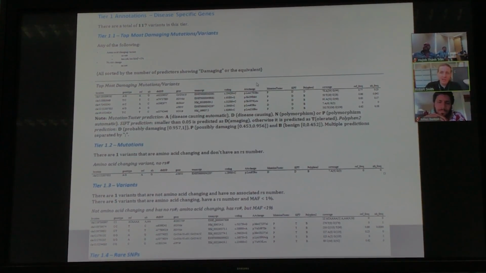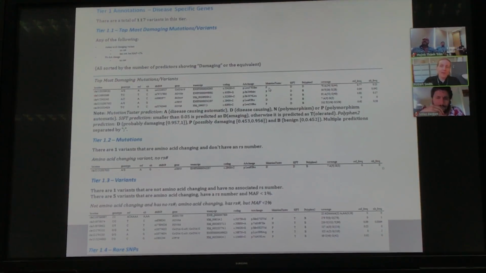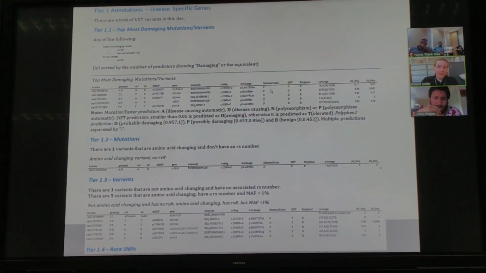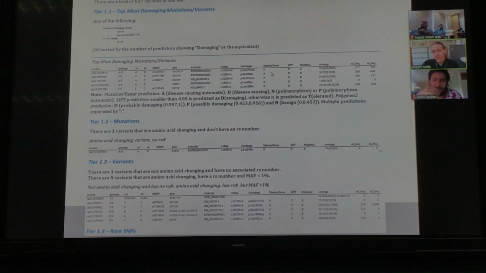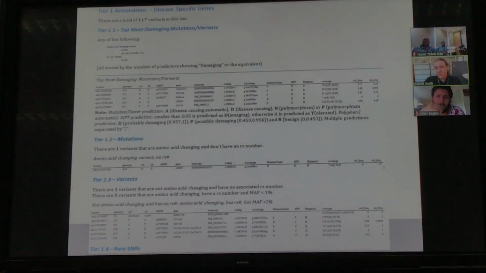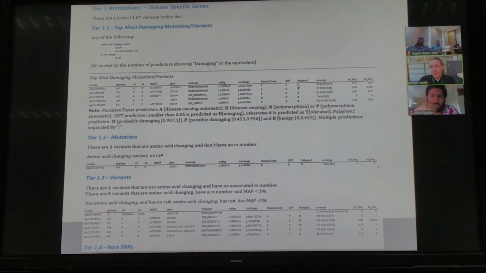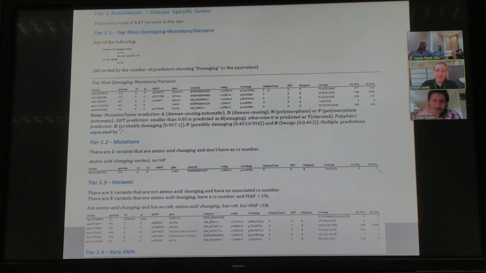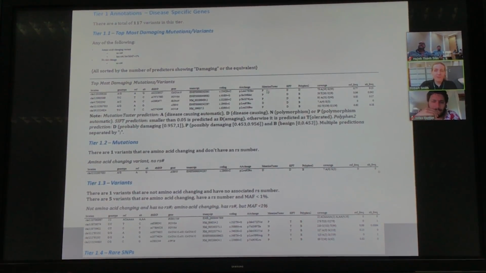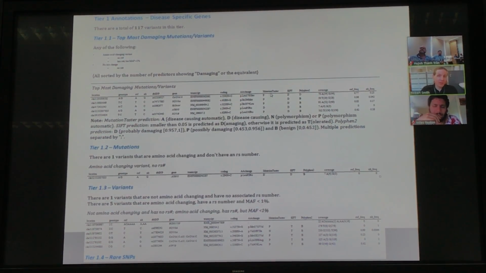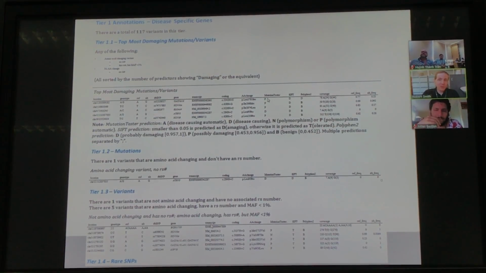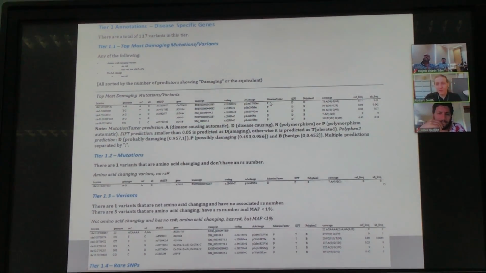These are amino acid changing variants, and there is information about the prediction that the in silico software has made about them. In this case, SIFT and PolyPhen have both called this variant deleterious, and Mutation Taster is indicated as possibly damaging. So we have two damaging, one possibly damaging. It gives us an idea of the severity.